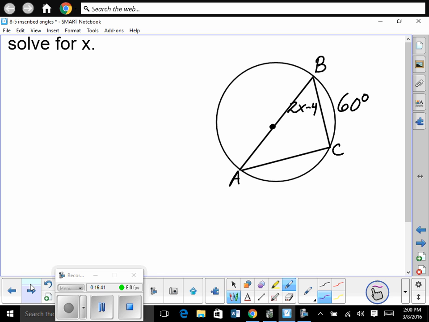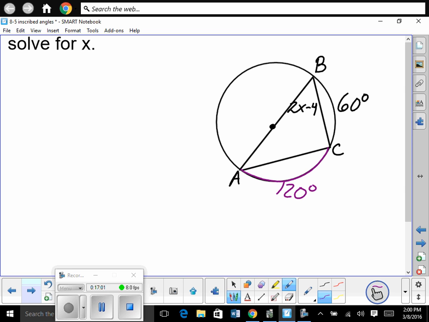Okay, next problem. It says solve for x. So let's set up a true statement. Now, there's like a million with this one. Let's think through this one. There's a million different true statements. But don't we have a half circle? So couldn't we figure out from here to here? 180 minus 60. That's 120 degrees.